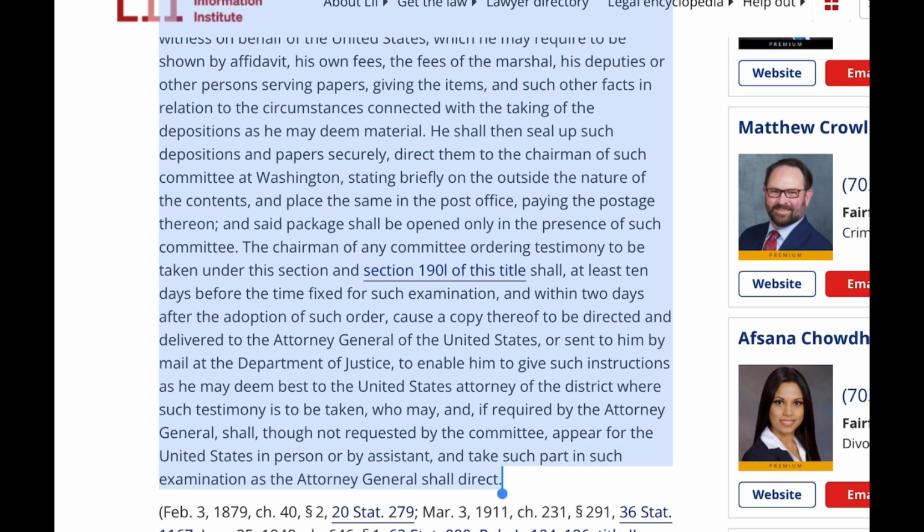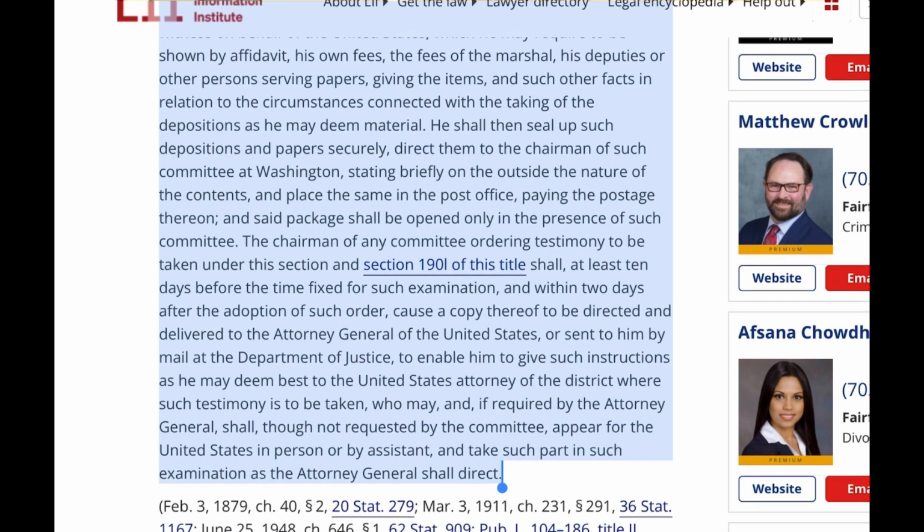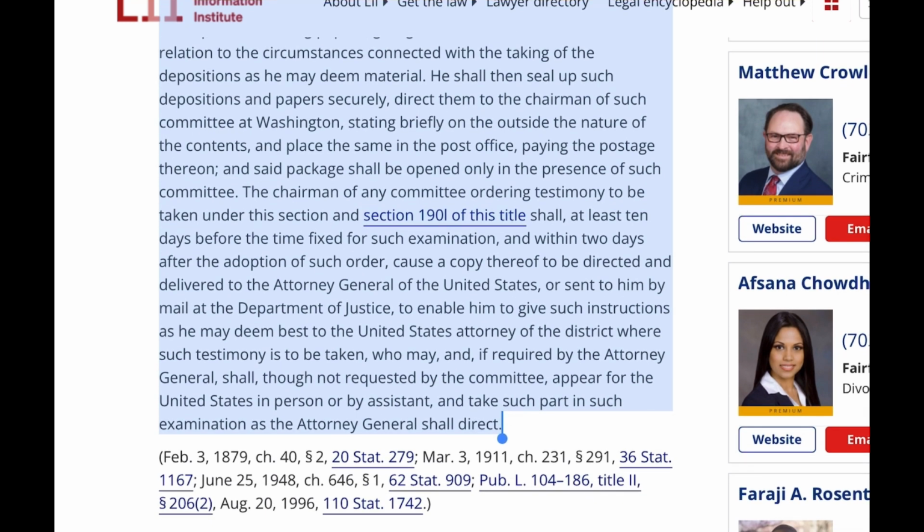deem best to the United States Attorney of the district where such testimony is to be taken, who may, and, if required by the Attorney General, shall, though not requested by the committee, appear for the United States in person or by assistant, and take such part in such examination as the Attorney General shall direct.